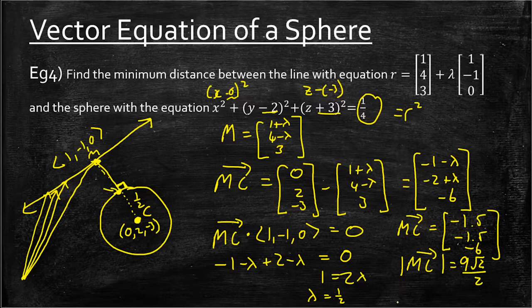So the minimum distance is actually going to be, and I'll do this in a different color so you can see what I'm doing, 9 root 2 on 2, take away 1/2. And that's the minimum distance there because it's the length of this vector, subtract the radius of the sphere.